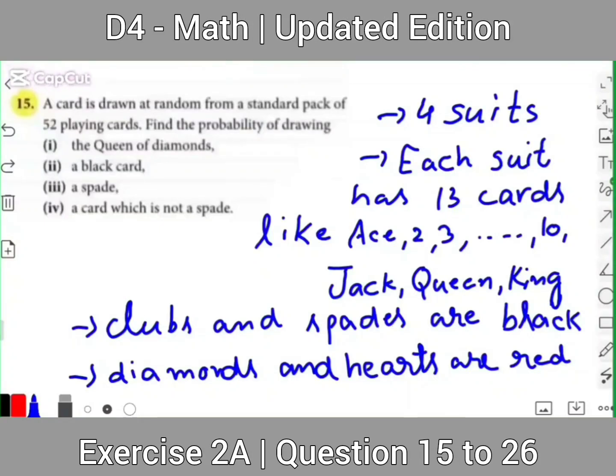Question 15, a card is drawn at random from a standard pack of 52 playing cards. First, we will define the standard pack of 52 playing cards in detail. The standard pack of 52 playing cards has four suits: clubs, spades, diamonds, and hearts. Each suit has 13 cards: ace, 2, 3, up to 10, jack, queen, and king. Clubs and spades are black, and diamonds and hearts are red.